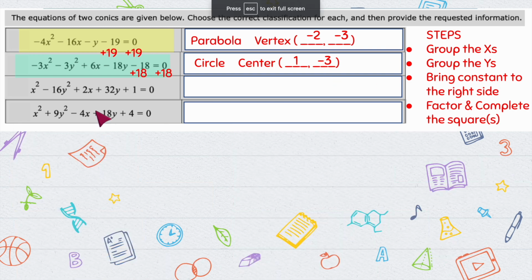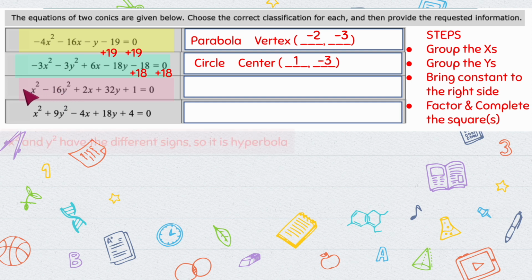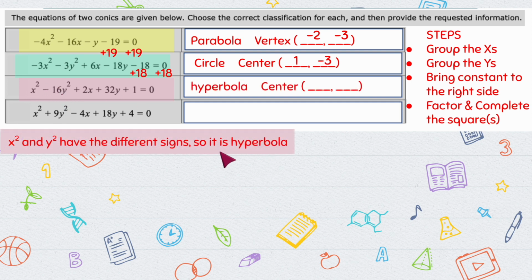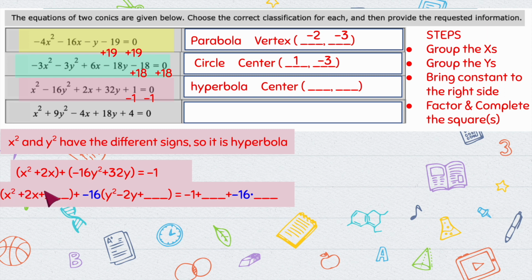Okay, so let's go ahead and look at the third one here. So for this one, I can see x squared and y squared again, but if we notice that they're different signs, so I know right away it's going to be a hyperbola. I still have a center I have to go find, but I know kind of what equation I'm aiming for here. So again, I'm going to take that constant, I'm going to move it to the right side, and I'm going to group my x and my y's. I'm going to factor out anything that I can. So there's nothing I can factor out of my x's, but I can factor a negative 16 out of the y's here. So I still have to complete the square on this one.